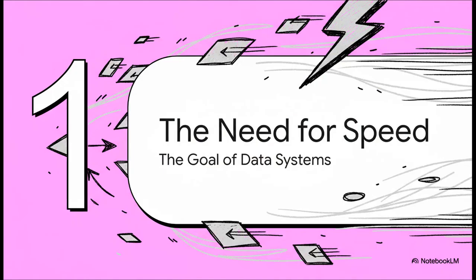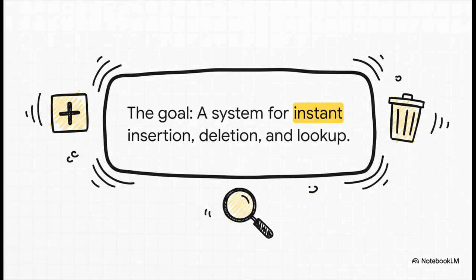So, to really get the solution, we first have to understand the goal. In our world, everything has to be instant. We expect it. And that relentless demand for speed is what pushes engineers to come up with these incredibly clever systems. Just think about any app you use every day. You're constantly adding things, like a new photo. You're deleting things, like an old email. And you're looking things up, like a friend's phone number. The ultimate dream, the holy grail, is to make all three of these actions feel completely, totally instantaneous.